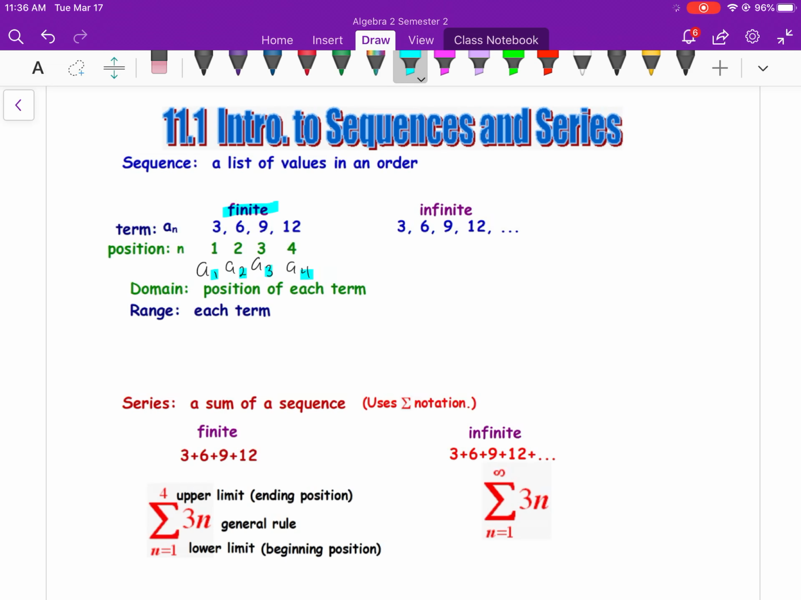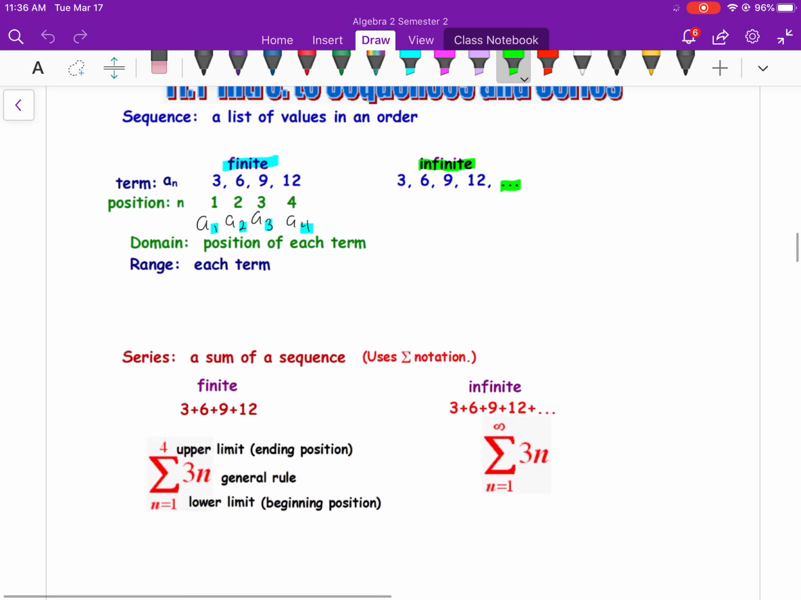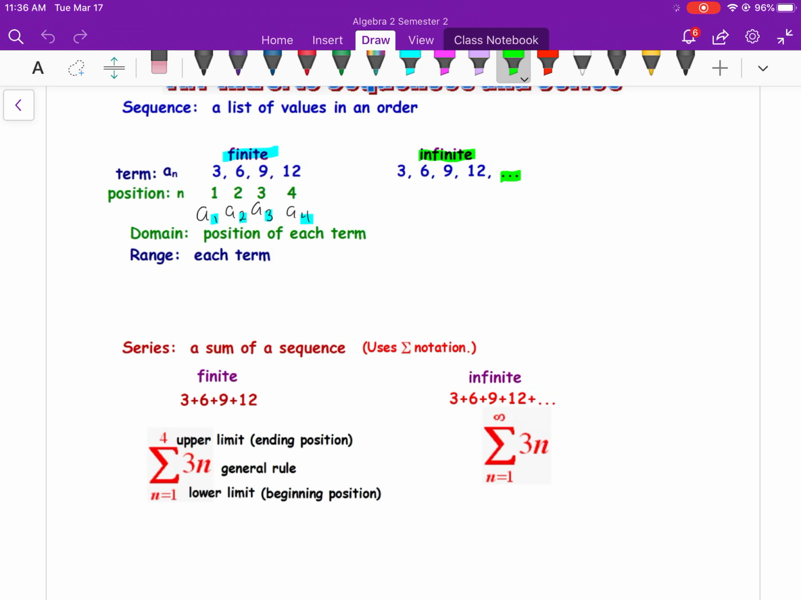Now, for an infinite, if you notice, it has the 3 dots at the end. That tells us that sequence goes on forever. Okay, and again, once you find that pattern, you'll be able to find those terms throughout the whole sequence. Domain of a sequence is always the position of each term, and then the range is the actual terms of the sequence.